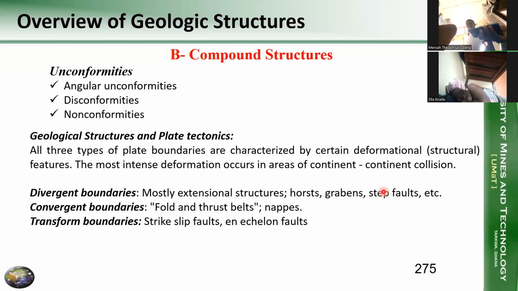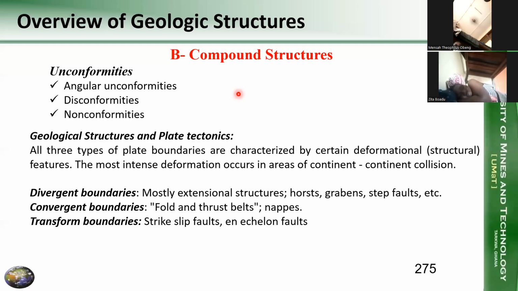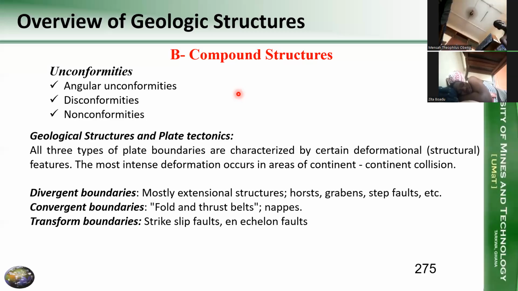Now we are coming to look at compound structures. Compound structures, we know they are combinations of jointing or structures. For instance, we could talk about unconformities. We already dealt with unconformities. Angular unconformity, disconformity, nonconformities. They are all examples of compound structures.